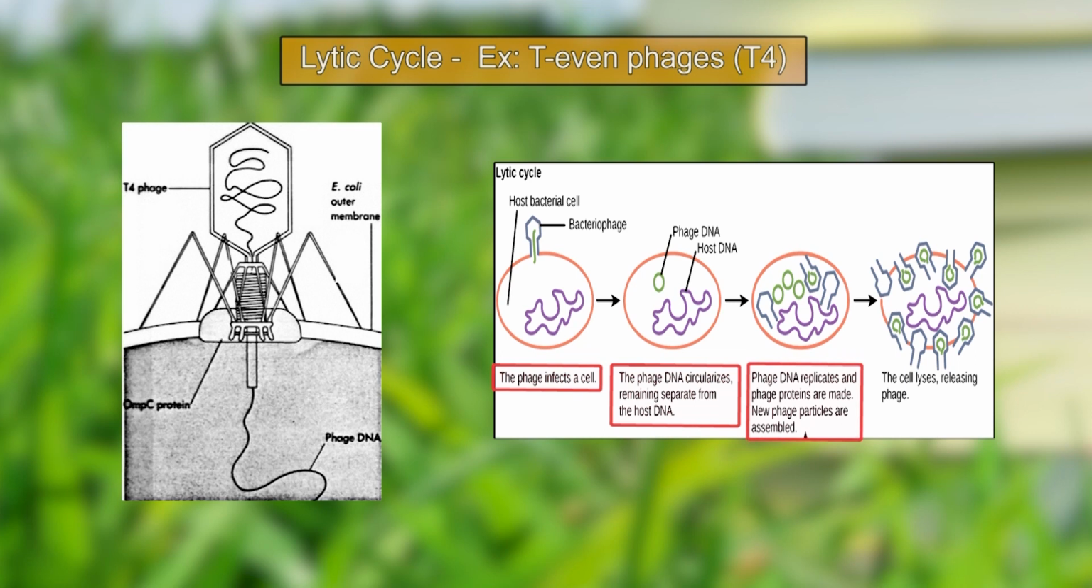The phage DNA then replicates and then those DNAs are assembled within phage heads. Then the progeny virions lyse the cell and get out of the host cell. So this is the lytic mode of replication followed by most of the T-even phages.